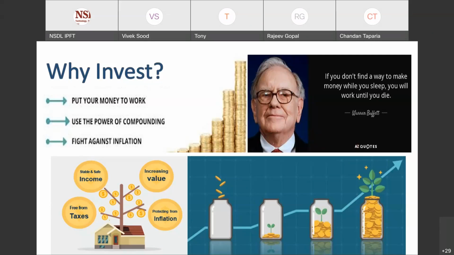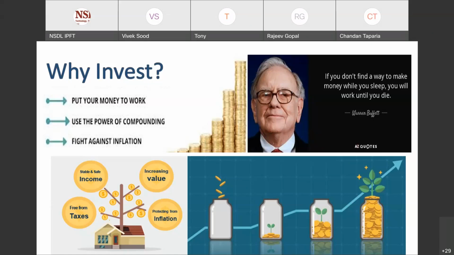We are proud citizens of this nation. We got freedom in 1947. Now the next aim is financial freedom, and that is the aim of each and every one. Once you are financially free, then you can talk about luxury and other things. So investment is the only way which can help you get financial freedom.